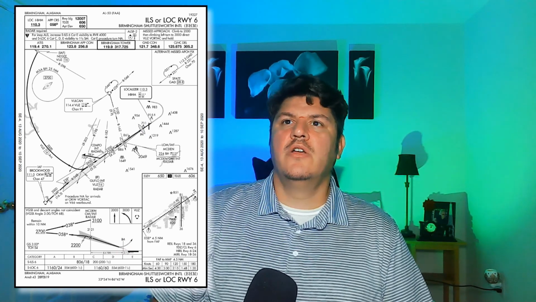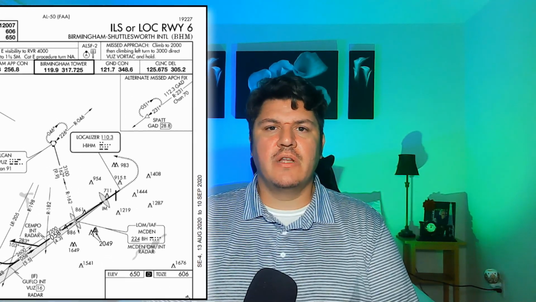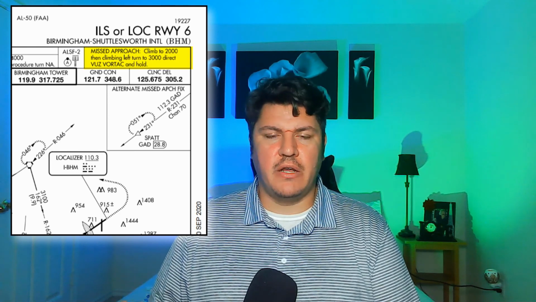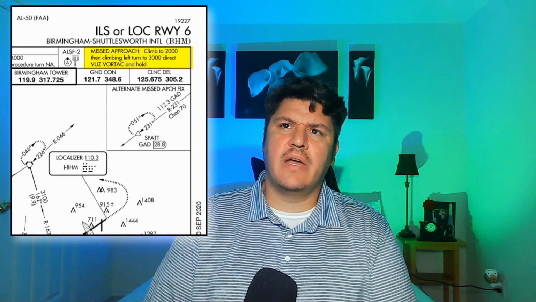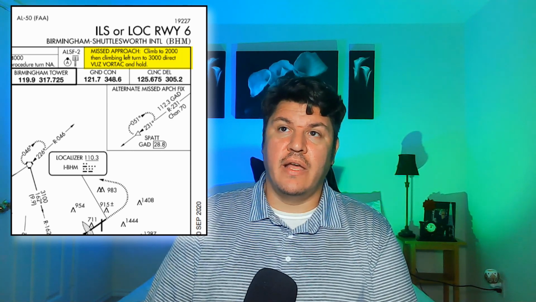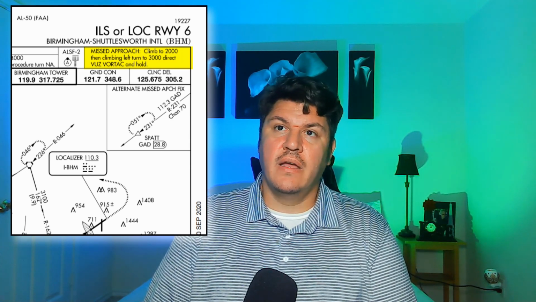All right, let's move on to our missed approach. We're going to go back up to the top right. It's simply going to spell it out, and then our plan view is also going to give us a good pictorial view of it as well. This says, climb to an altitude of 2,000 feet, then turn left to 3,000, direct the Vulcan Vortac, and hold.